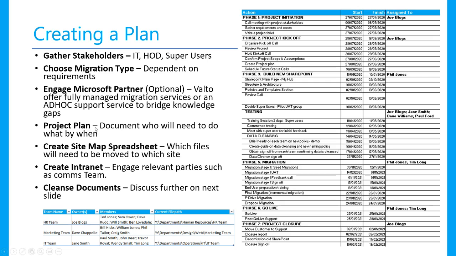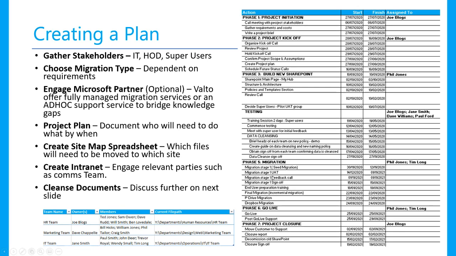Next, you want to create a project plan and document who will need to do what by when. So this is roughly on the right hand side what I've got here, a rough project plan broken out into different phases: the initiation, the kickoff, building your new SharePoint portals, infrastructure, creating the teams, then doing a bit of testing and making sure people are signing off and saying, yeah, this is exactly how we want the new structure to be.